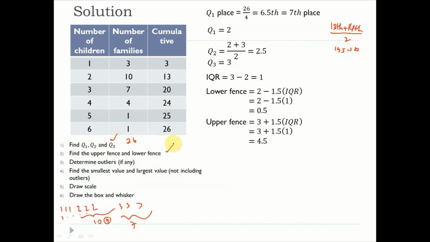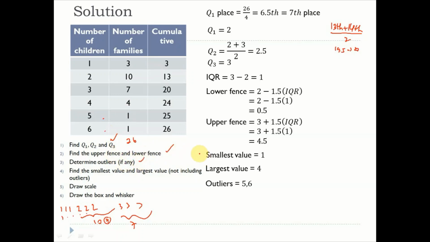Next is determine outliers. So outliers tadi adalah kalau they have a number that lies below the lower fence and above the upper fence. So ada tak number yang below daripada 0.5? Tak ada. Sebab the smallest number is 1. So no lower fence and no outliers on the left side. And then upper fence. We see that the upper fence patutnya dia sampai 4.5. But here we have 5 and 6. So our outliers is the number 5 and 6.